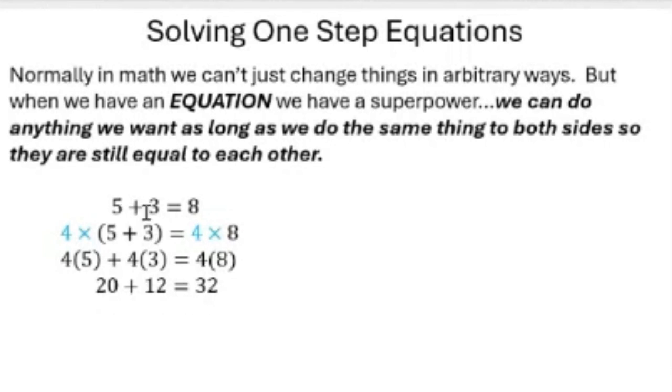So I start with something that is true. 5 plus 3 is 8. I change both sides in the same way, and I end up with something that is still true. And so equation solving is basically choosing the way you're going to change both sides so that you can slowly make the equation simpler and simpler until you can solve it.